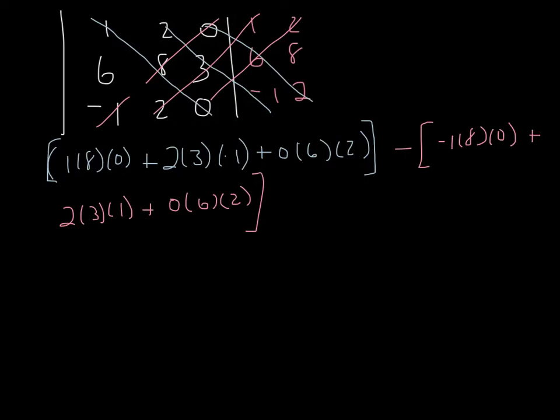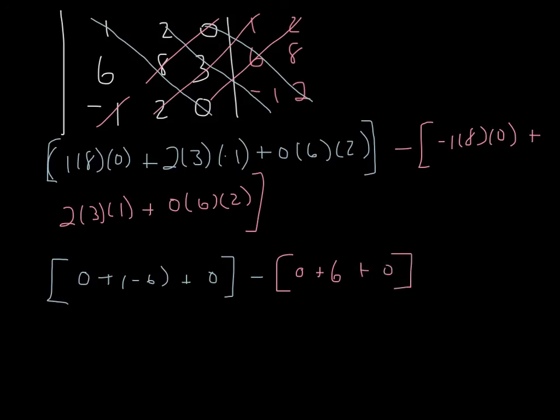So after we multiply those things together, in that first part, we're going to have 1 times 8 times 0, which is 0. And we're going to add that to 2 times 3 times -1, which is -6. And then we're going to add that to 0 times 6 times 2, which is also 0. And then we're going to subtract the other diagonals. Negative 1 times 8 times 0 is 0. And we're going to add that to 2 times 3 times 1, which is 6. And then 0 times 6 times 2, which is 0.